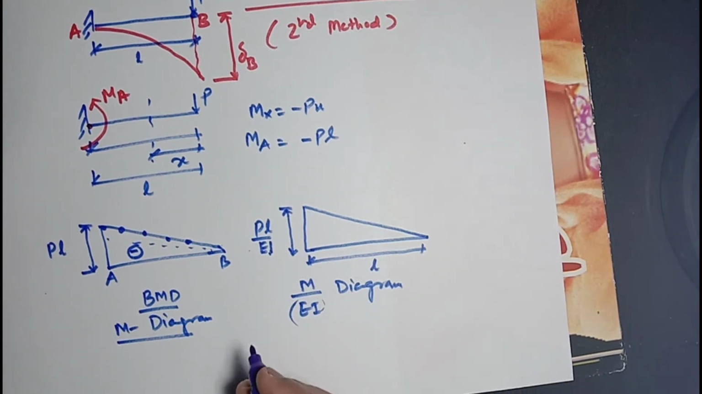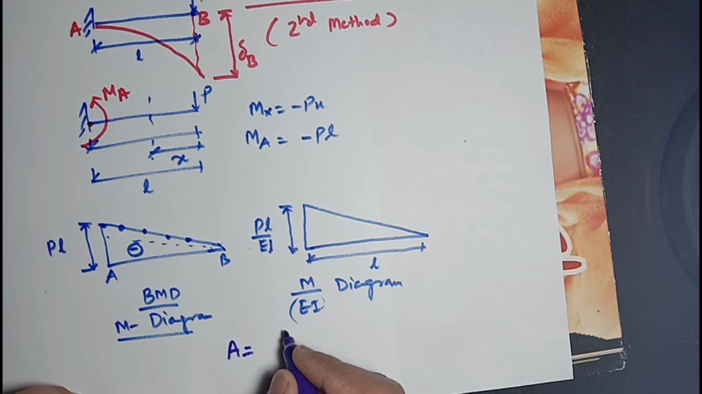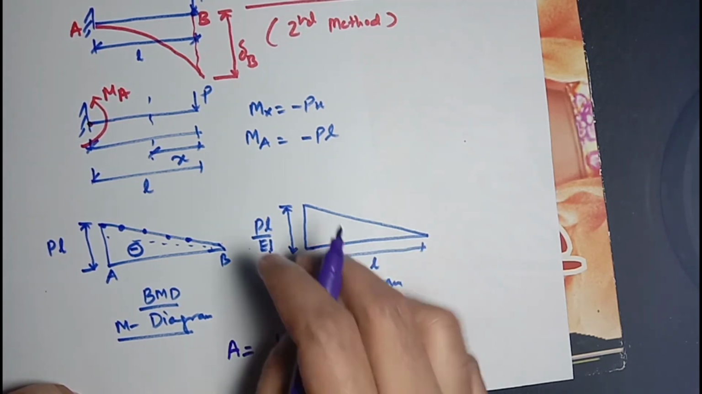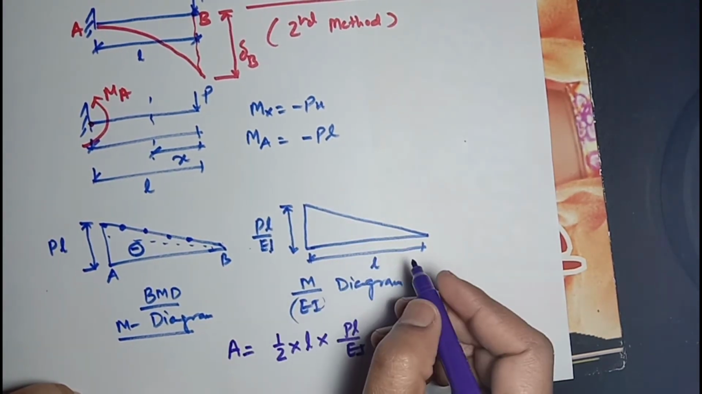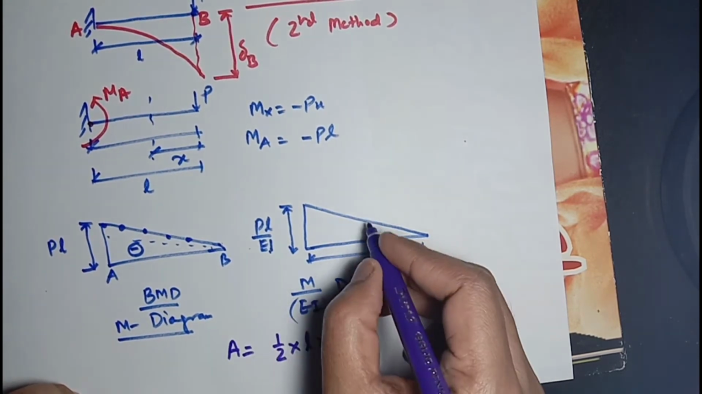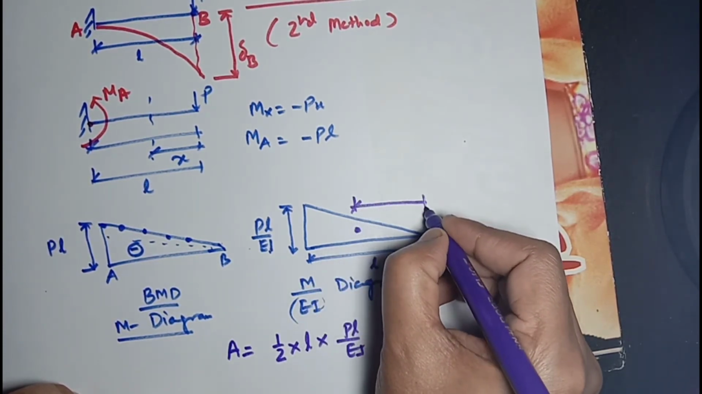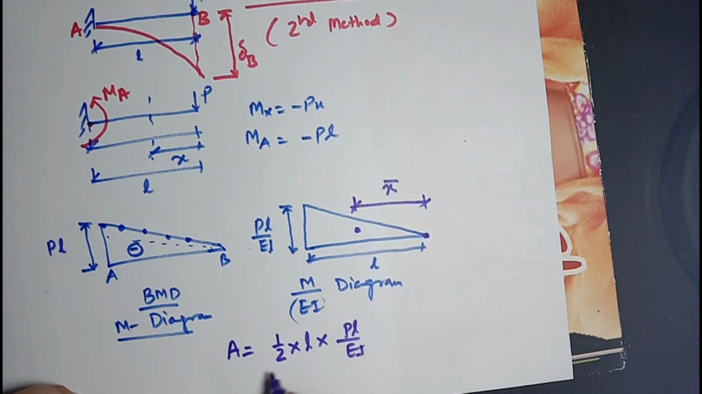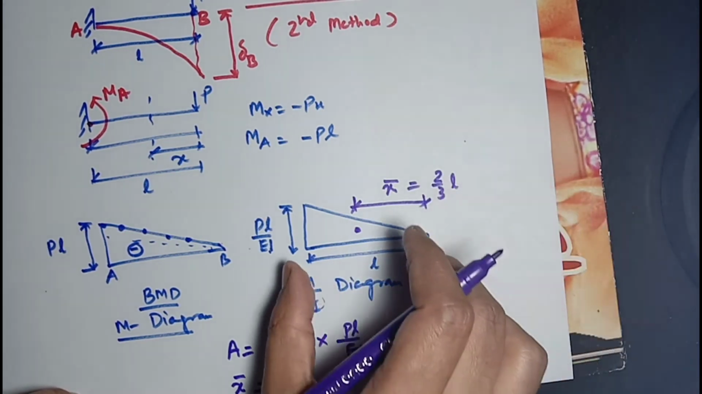Now the area of this M over EI diagram will be half, span is L, and height is PL over EI. This is the area of the M over EI diagram. Now the second step is to calculate the centroid of this M over EI diagram from the tip of this beam. This is the X bar. Now X bar equals 2/3 of L, that is the span.